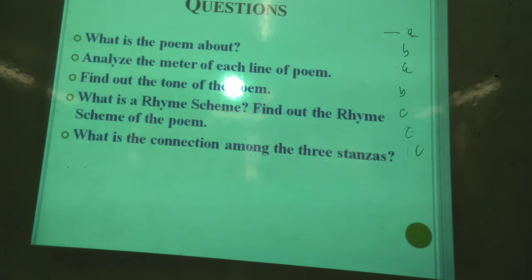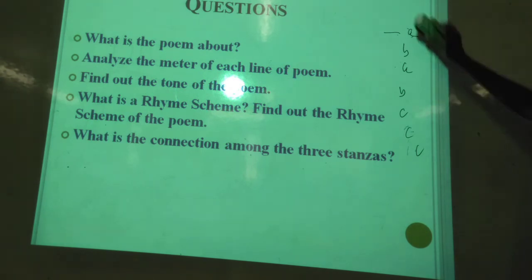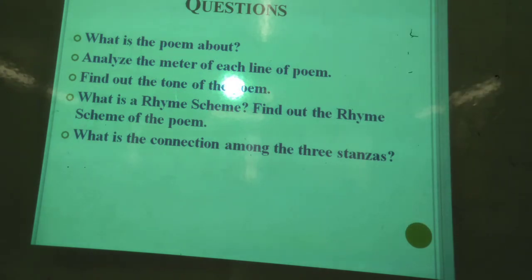And then, what is the rhyme scheme? Find out the rhyme scheme of the poem, already we have mentioned. What is the connection among the three stanzas? It has also been shown to each other, okay? Later on, we have seen that there are some other questions as well. First one, what is a hyperbole? Exaggeration. In ordinary language, you can say it's an exaggeration, okay? Have you got any exaggeration or hyperbole? Obviously, we have got a number of hyperboles here.